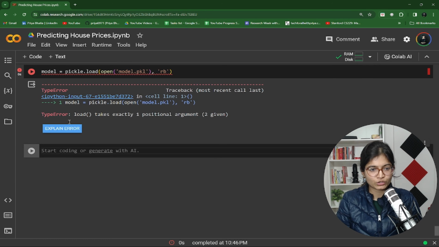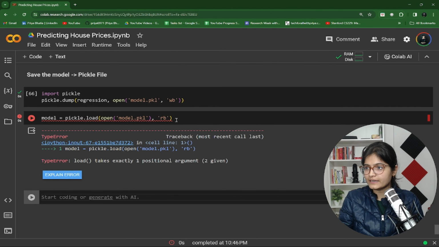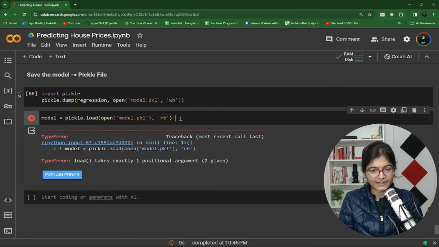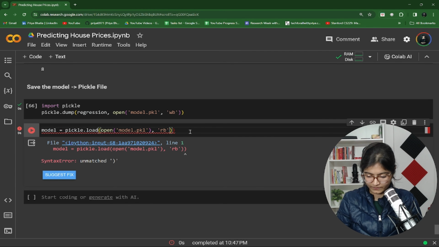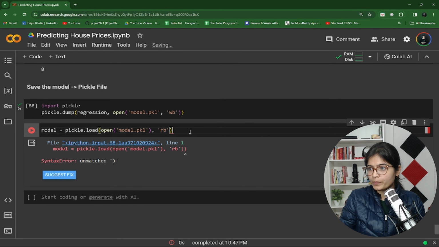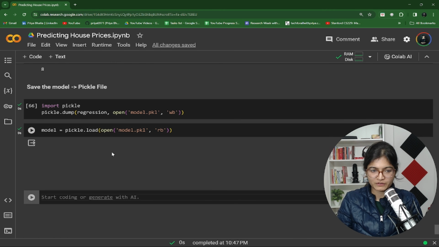Once you load this, it is giving some error. Let me just check it out. Open. I think there is some bracket issue. Just wait for a moment. Open model.pkl. Okay. It should be two brackets here because it is taking two arguments, right? So now it should be fine.